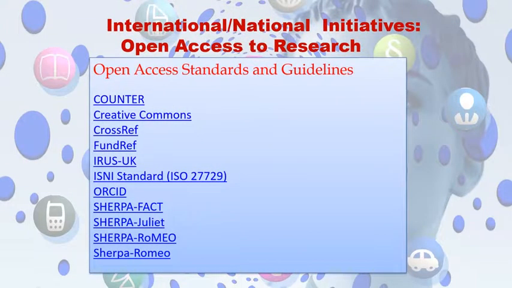Now, there are also open access standards and guidelines, and without standards you cannot make a system robust. You could just see from this list that there are so many standards available to facilitate open access and create a robust system.